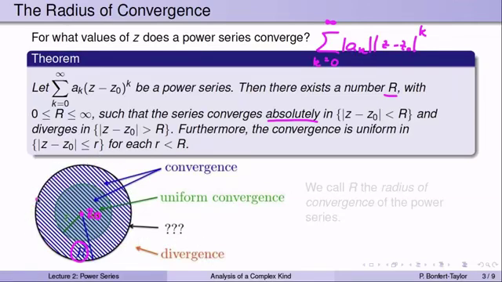We've seen an example where the series diverges everywhere on the boundary, but all kinds of things can happen on the boundary. And lastly, if I choose a radius little r that's strictly less than big R, then if I look at the circle of radius little r, which is contained in the disk of radius big R, in that little disk, I get uniform convergence.